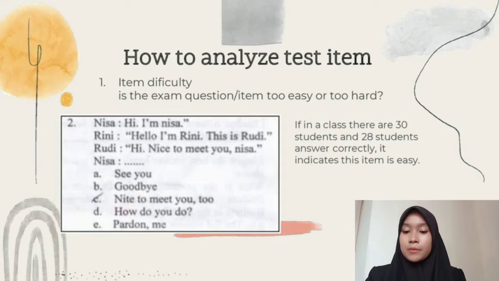And E, pardon me. Now, if in a class there are 30 students and 28 students answer correctly, it indicates the item is easy.